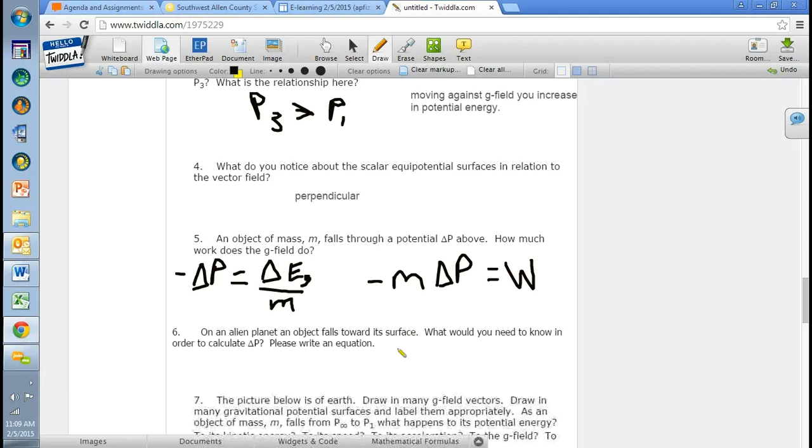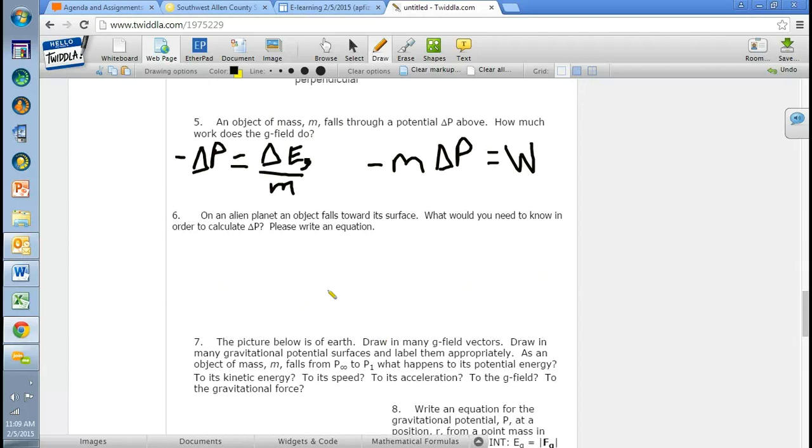Okay, moving on then. It says on an alien planet, an object falls towards its surface. What would you need to know in order to calculate delta P? Gravity, yep, you need to know the gravitational field strength, right? That's one thing you need to know. You need to know the mass of the thing. What else would you need to know? Instead of calling it height, Michael, because really it's not necessarily the initial height or the final height. What is it?